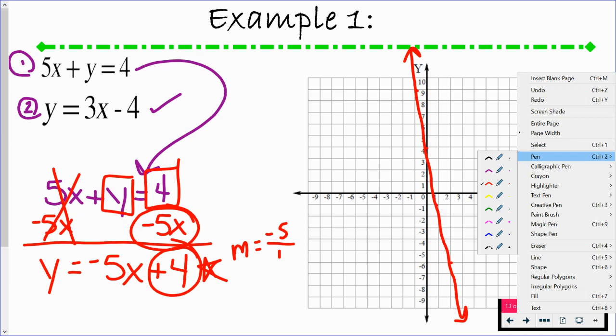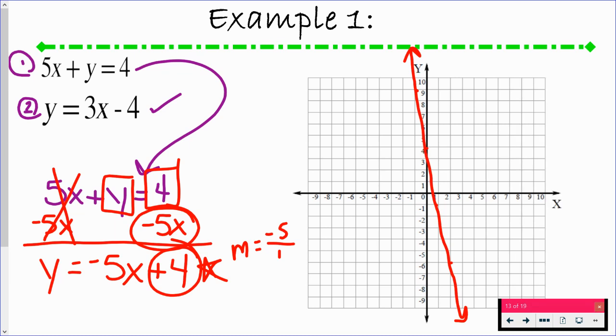Okay, now I'm going to go back to my purple, and now I'm going to focus on graphing the second equation. Okay, the second equation, negative 4 is my y-intercept, and my slope is 3 over 1. Okay, it's positive, so I am going to go up 3, right 1, up 3, right 1, and so on. I can't go any further up, so I'm going to reverse.